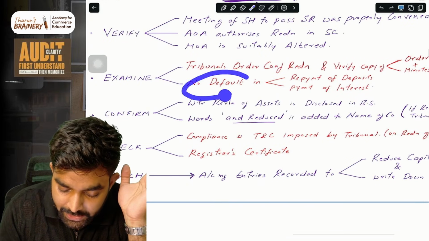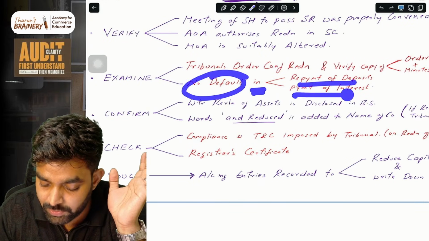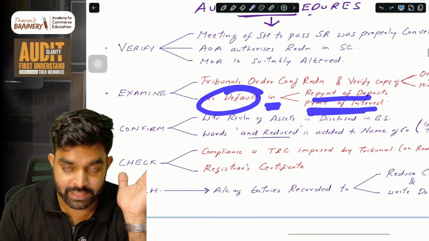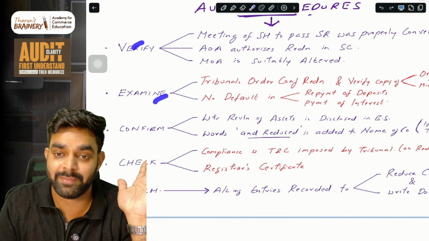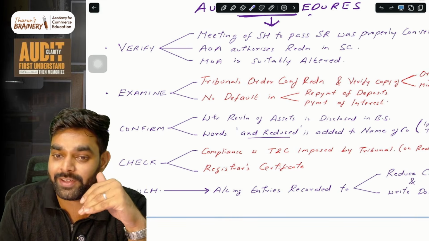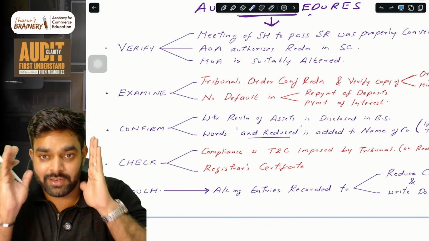Then examine that no default is there in the repayment of deposits or payment of interest. So this is regarding examine. So now itself you got 5 points. 1, 2, 3, 4, 5 points. Verify, examine. These are 5 separate points. I just wrote it this way pictographically to keep in mind.